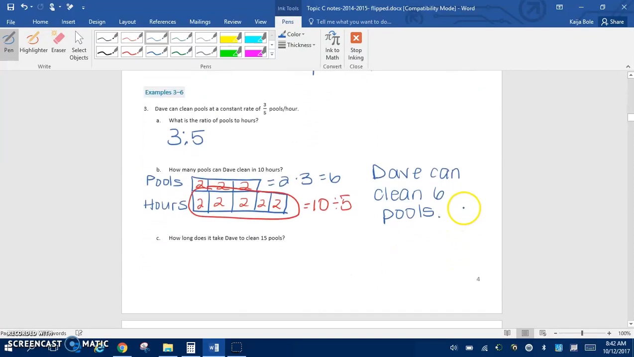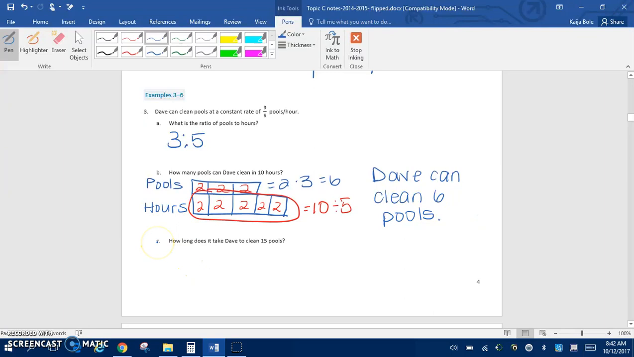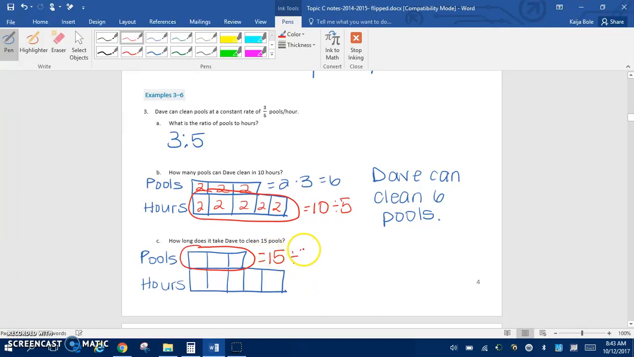Part C is pretty similar, but now they're asking us how long does it take Dave to clean 15 pools. So we're going to redraw our tape diagram. Pools and hours. We have 3 boxes for pools, 5 boxes for hours. Now it's asking us about 15 pools, so we are circling the pools boxes. And this equals 15, and we have 3 boxes, so we're going to divide by 3. That means that 5 goes in each box.